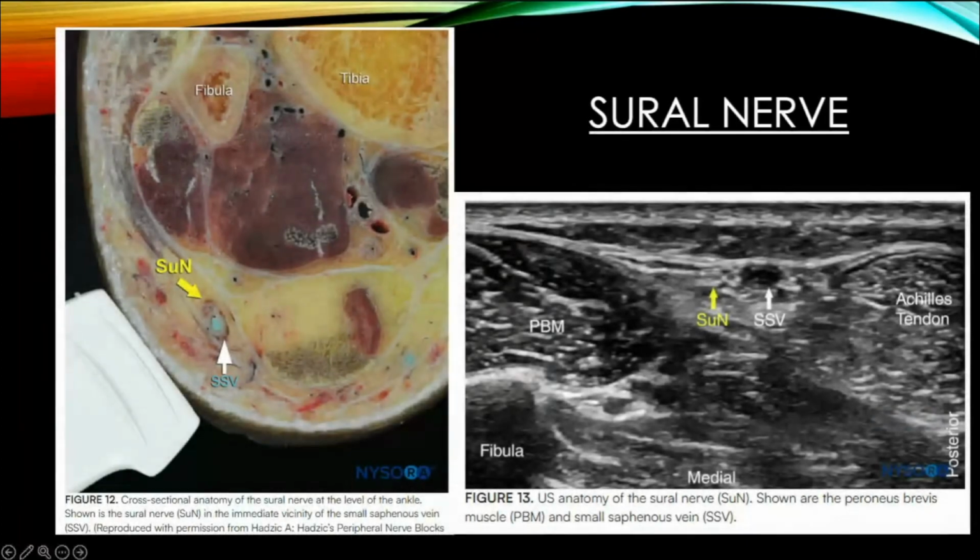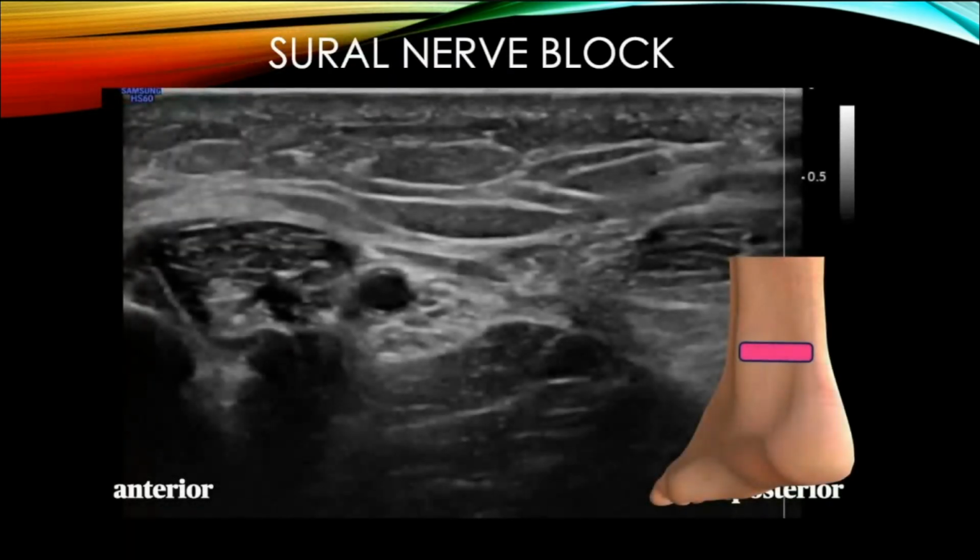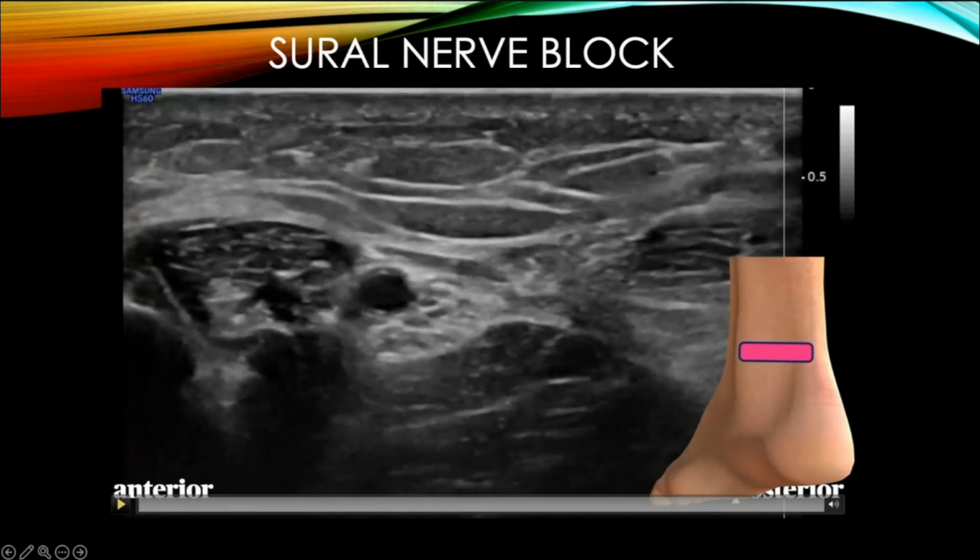So in the next picture, we can see we place the probe in the transverse orientation, and this is the small saphenous vein, and also we can see the sural nerve in proximity with it. In the sono anatomy, we can see a similar picture showing the sural nerve beside the small saphenous vein. So this video shows how we block the sural.